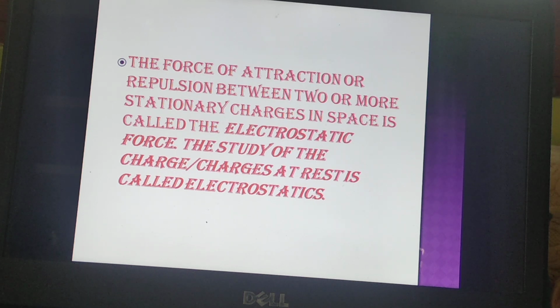Before we understand everything about the charge, we will first study Coulomb's law of electrostatics, the basic law of electricity.